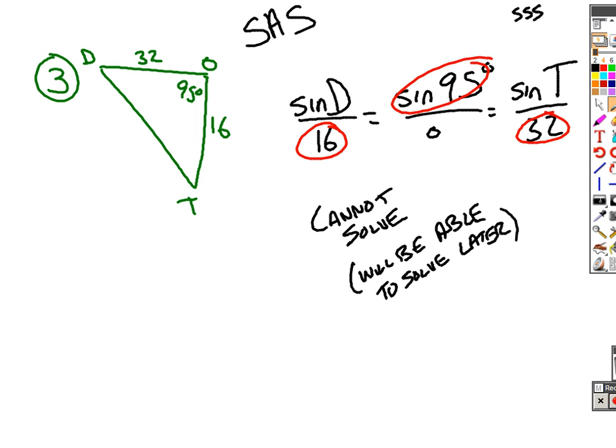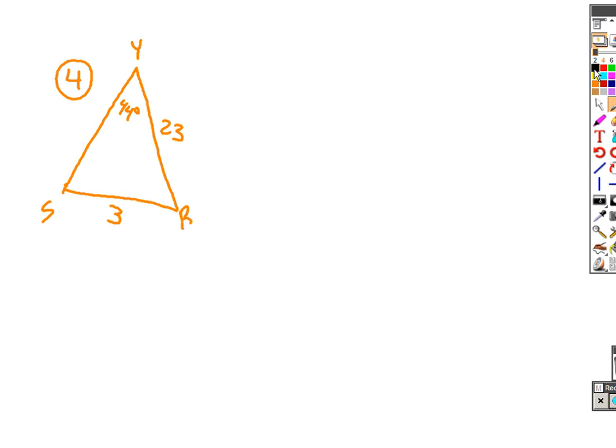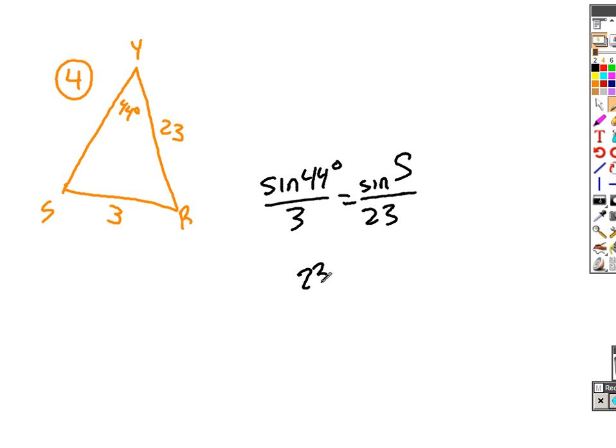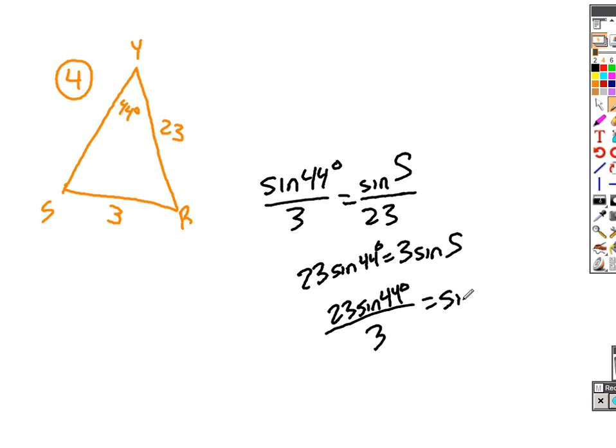All right, Syracuse triangle, the orange triangle. We're going to do the same thing and set up. What do I know? Well, I know both angle y and side y, so that's where I'll start. Sine of 44 degrees over 3. And I also know side s of 23, so I can set that up with sine of big S. Remember, sine and big S have to stay together. Cross multiply, 23 sine 44 is going to equal 3 sine of S. Divide both sides by 3. So 23 sine of 44 divided by 3 will equal sine of S.